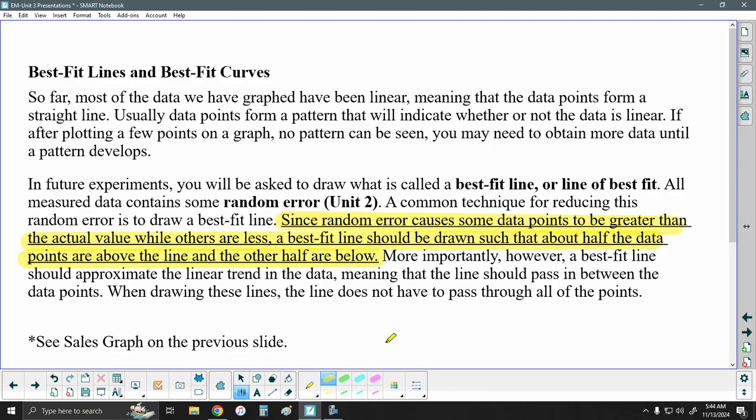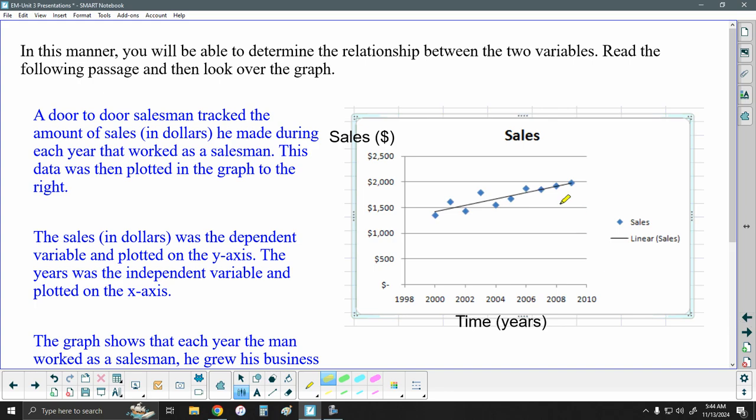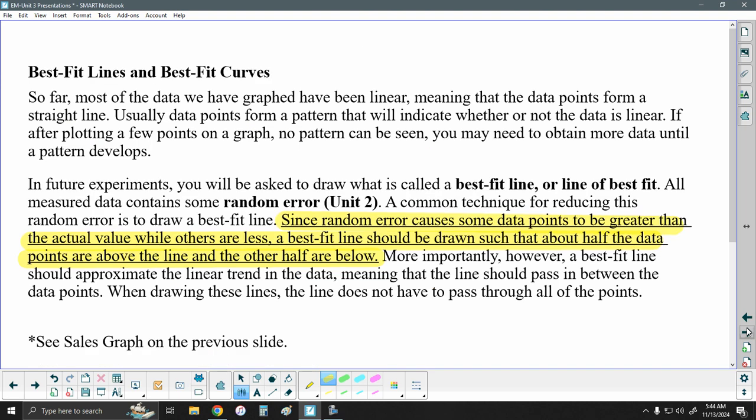Okay. The best fit line should approximate a linear trend in the data, meaning the line should pass between the data points, and so it's very common, such as it is on this graph. We do have a few points that line up directly on the line, but for the most part, because of random error, they do not. And that's always going to be the case, because as we know from talking about our measurements, random error is always going to be a part of our experiments.